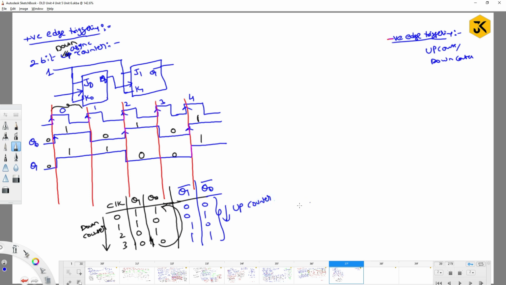I would like to create this particular video to explain that positive edge triggers also can be used in order to construct counters. Okay, I hope you understood clearly.